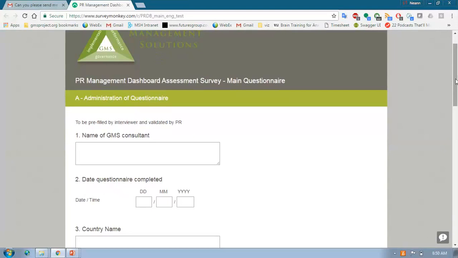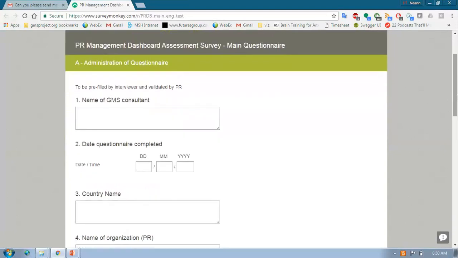So if you look at the first question, which is the name of GMS consultant, it's a free text box. And here you can enter the name of the consultant who's conducting the interview. And there are some instructions in the handout that we sent to you, with detail on how to conduct the interview and how to fill the questionnaire. Then question 2 is about the date of the questionnaire. The date has to be entered, the time you complete the questionnaire.